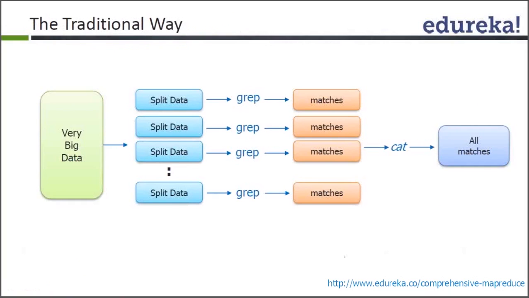So let's see the traditional way. Okay, without MapReduce coming up, how are we doing it? You had a huge amount of data. Okay, somebody had to split that data into small chunks. So you had to write Java code which will split the data into small chunks. Okay, then you will have to look at every record and grep that record.